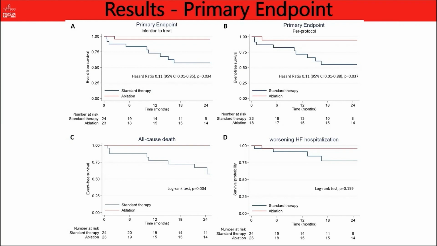The slide here shows the Kaplan-Meier analysis of the primary endpoint, both in the intention to treat analysis, panel A, and the per protocol analysis, panel B, that really shows how important is the difference in the outcome of the primary endpoint between the ablation and the conservative standard therapy arm. Also, you see here, panel C, that there was no mortality in the ablation arm, and worsening heart failure hospitalization contributed also to a minor extent to the endpoint of the study.